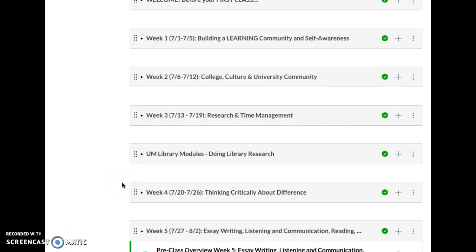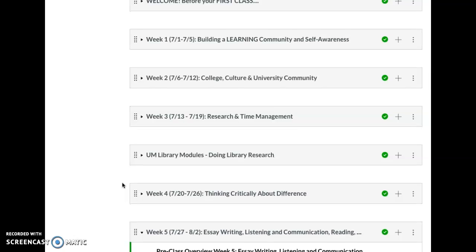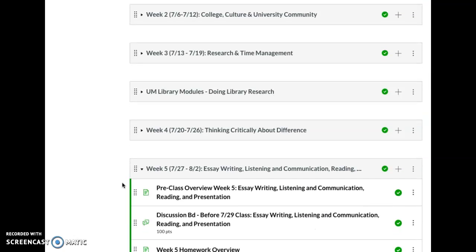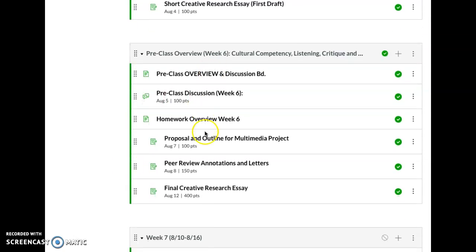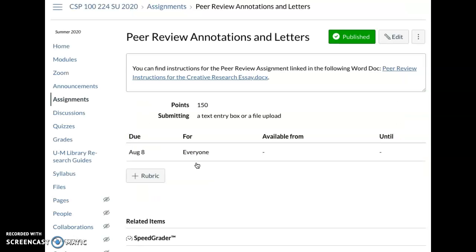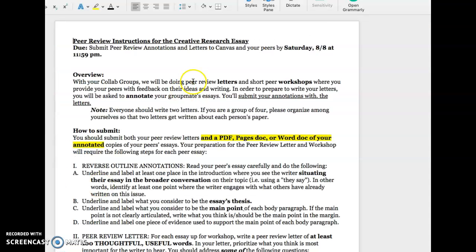Okay, so I want to take some time to dive more deeply into what's expected for the peer review annotations and letters. First of all, in order to get to the assignment, you navigate down the Canvas page to week 6, peer review annotations and letters. Click here, and you'll find a link to the Word doc with the assignment sheet.